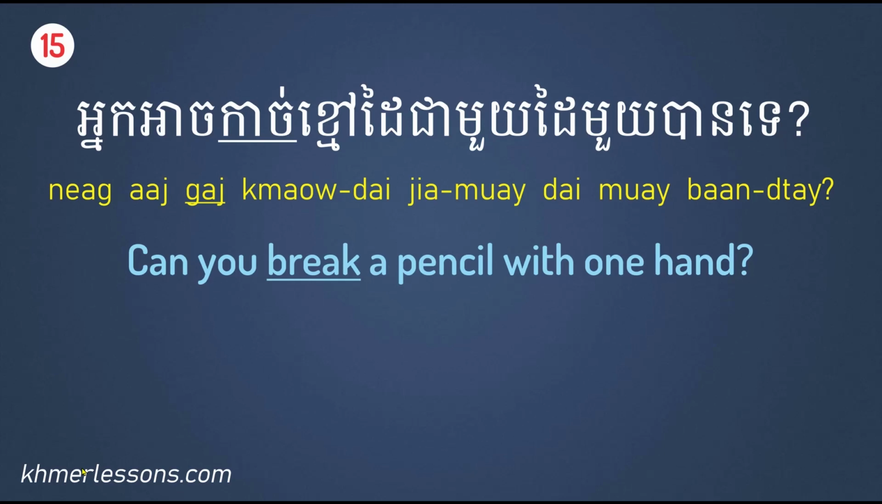This word in the sentence, you know already, just the word hand, but hand is dai. But hand or arm in Khmer, we say dai na. And one hand, you say dai mui.